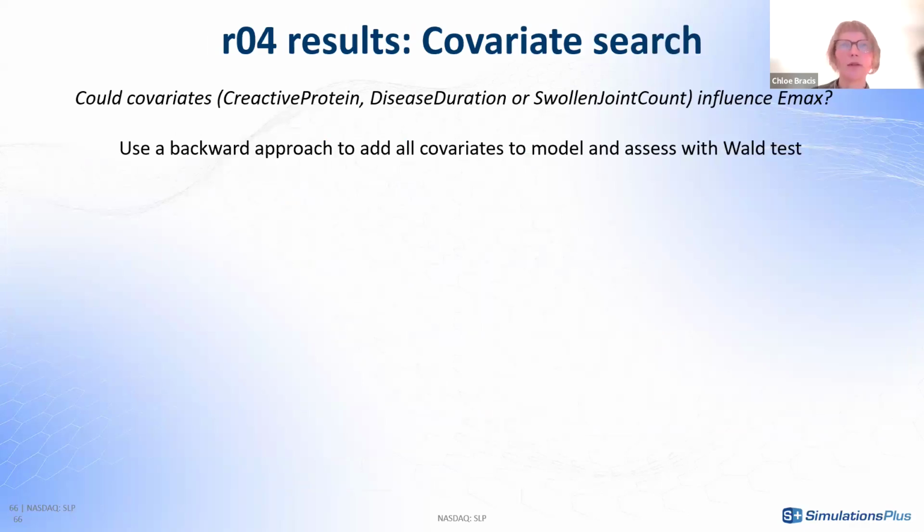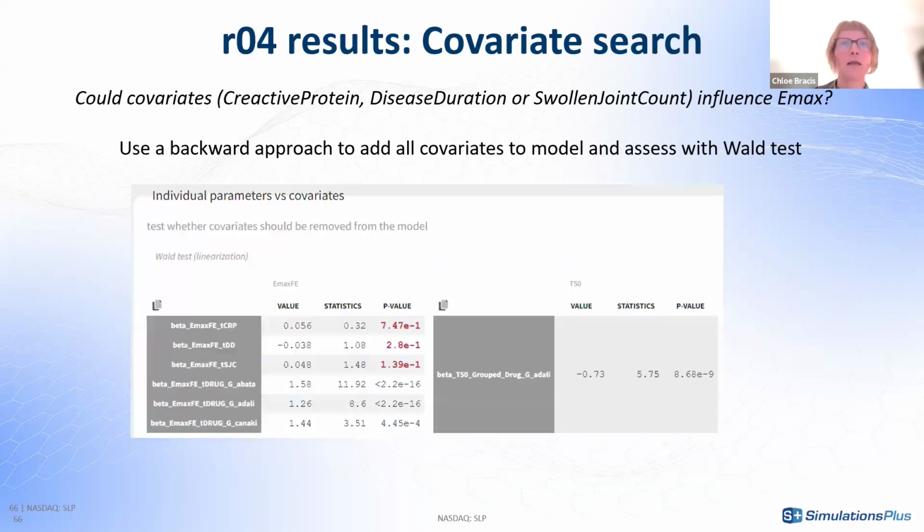So I have several different covariates, the C-reactive protein, disease duration, swollen joint count, and I might wonder if any of these could also influence Emax. Here, I'm just going to take a simple backward approach of adding all the covariates to the model and then assessing them with a Wald test. You could certainly do adding covariates one by one. You could use COSSAC to evaluate. So this also proceeds really like a standard evaluation of covariates.